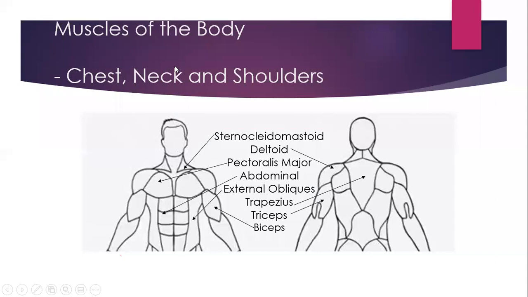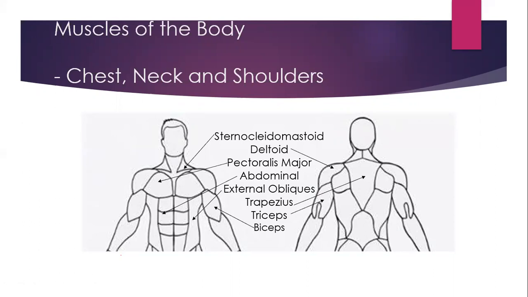So next we're going to go on to the muscles of the body. So we're talking about the chest, neck and shoulders, and I do have some muscles of the lower abdomen as well. We've looked at the bones of the chest, neck and shoulders. Now we're moving on to the muscles on the top. So you've got your sternocleidomastoid, which we've already talked about, which is going to help you with your movement.